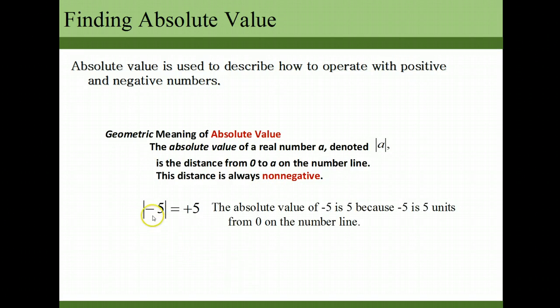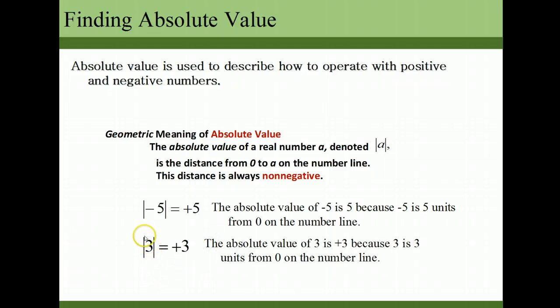So for example, if I wanted the absolute value of -5, well, how far away is -5 from 0? Well, remember that -5 is 5 units to the left of 0 on the number line. So it is 5 units away from 0. So notice the answer to the absolute value is +5 because it's 5 units away from 0.